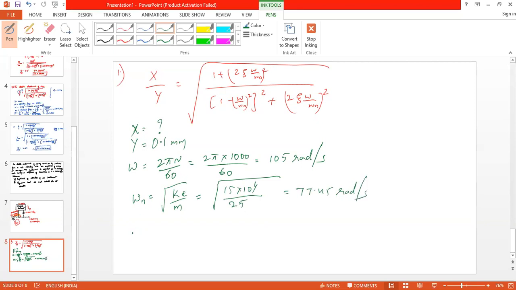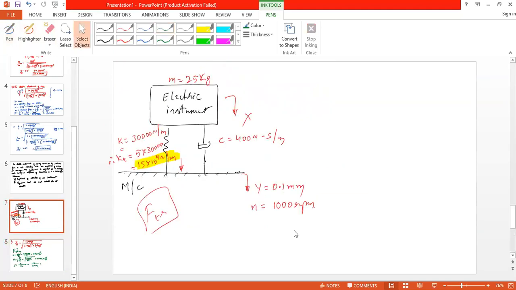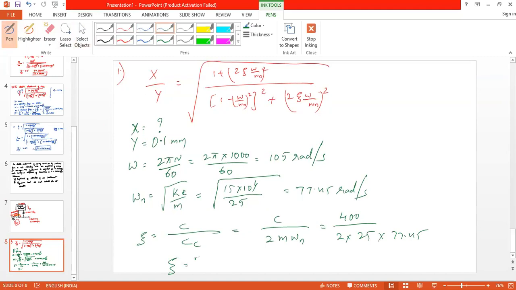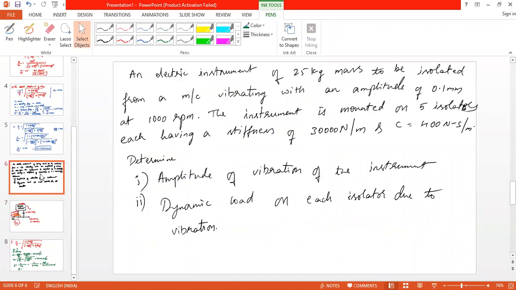And now we need to know the value of zeta. Zeta is equal to C by Cc, that is equal to C by 2m omega n. The value of C is 400 Newton second per meter, so 400 divided by 2 into 25, that is the mass, into omega n, 77.45. So zeta is 0.103. I think, just a minute.